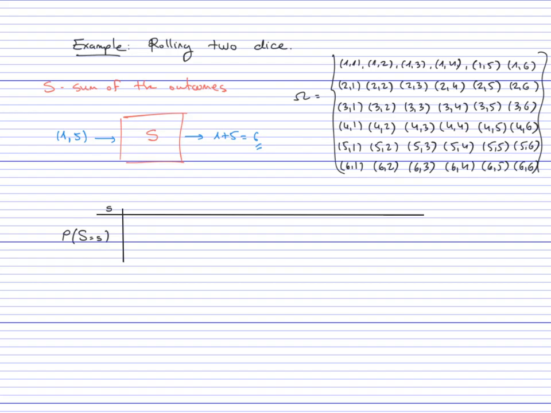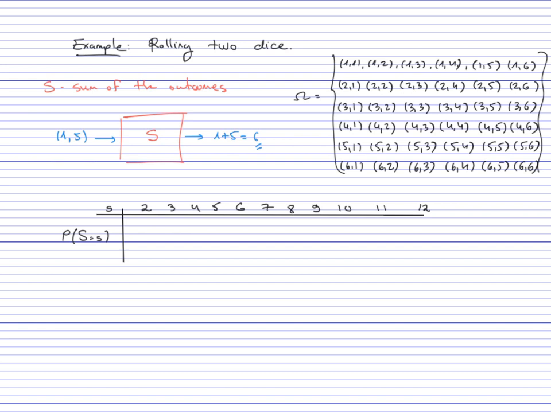By looking at the sample space, we see that the minimum value that S can return is 2. The worst case scenario, if you think about it, is getting 1 and 1. 1 plus 1, that's 2. So the minimum is 2. What is the maximum? The best case scenario, if you want to think about it like that, is 6 and 6, meaning 12. And we can get any value between 2 and 12. So 2, 3, 4, 5, 6, 7, 8, 9, 10, 11, and 12.